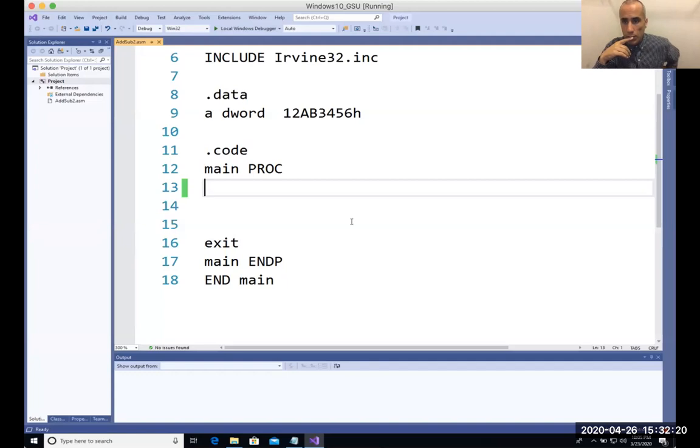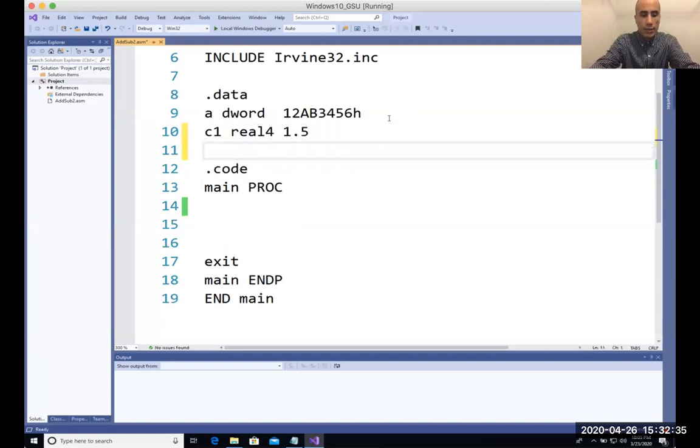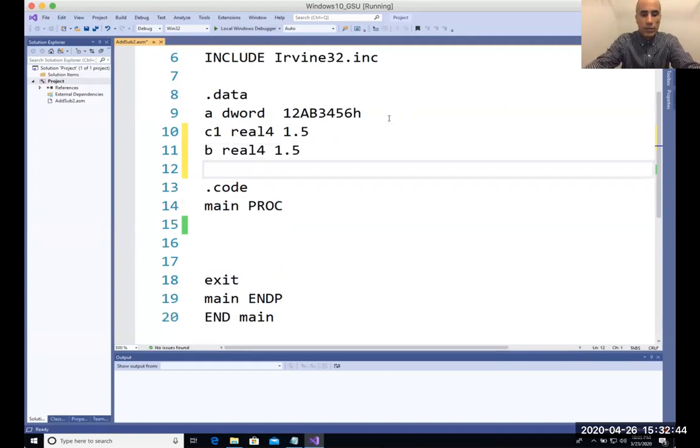Right here, what we want to do is declare a variable. Let's just say C1 is REAL4, and let's say 1.5, and let's say B is REAL4. That means 32-bit, right, guys? And then it's going to be 1.5, and let's say we have D, and it's REAL4, and we're going to put a question mark because we're just going to store the data.